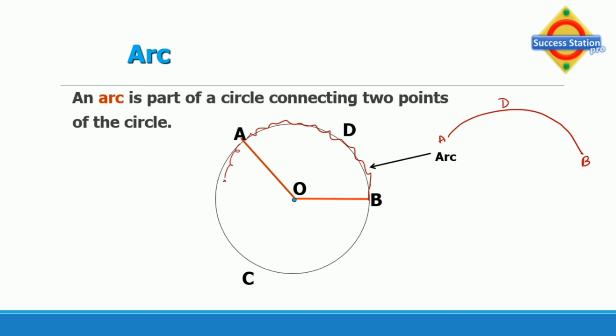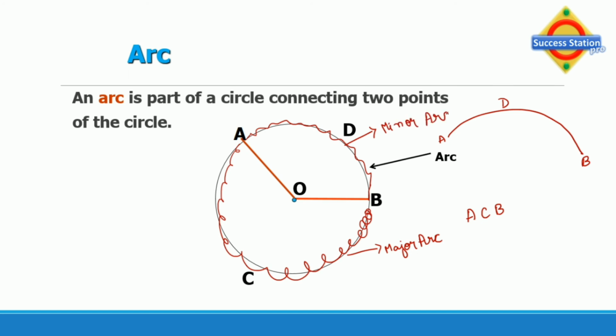Similarly, this is also a part of the circle, any part, right? ACB. So it is also an arc. Now which arc is bigger? Obviously ACB is the bigger arc. It is called the major arc. And this is the smaller one of the two. This is called the minor arc. Clear?